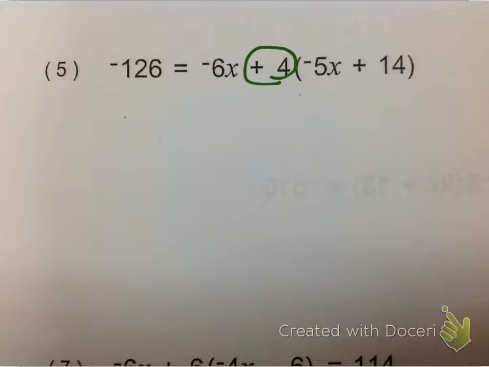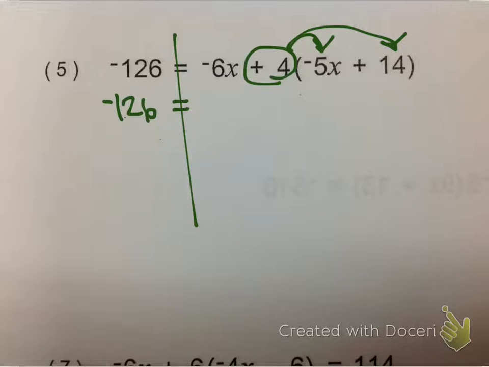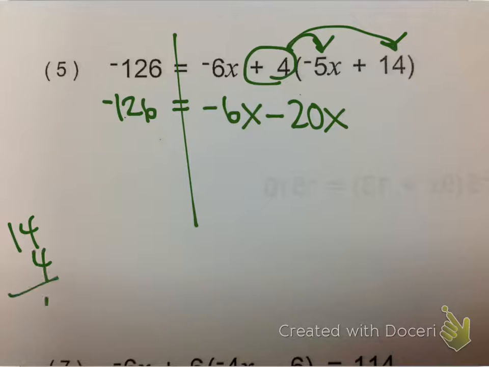Okay, same thing, except we got a positive 4, so we're going to times positive 4 to both terms. We got negative 126 equals negative 6x. Positive, negative make negative. 4 times 5 is 20. Bring down x. 4 times 14, let's see, 16, carry the 1, 56. So positive 56 here. Combine like terms.